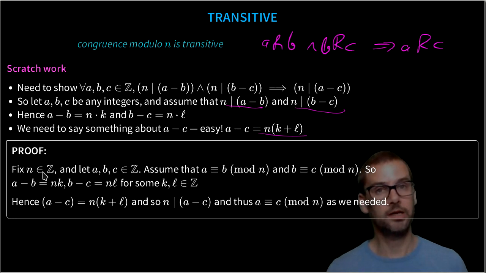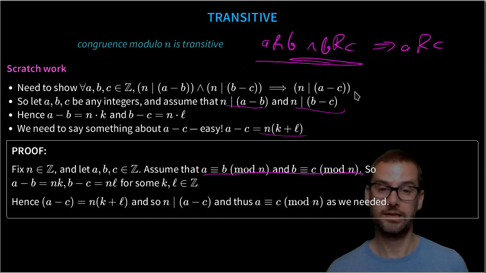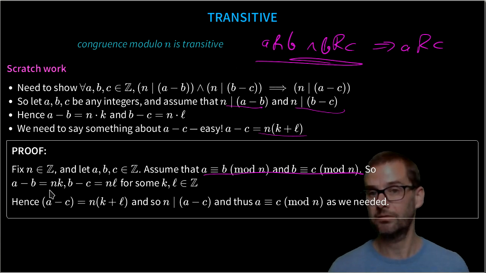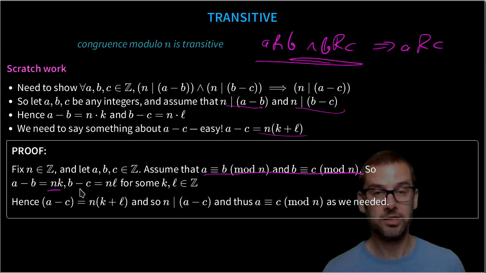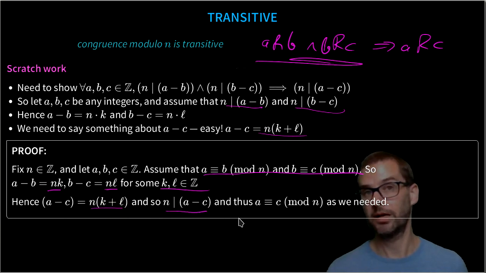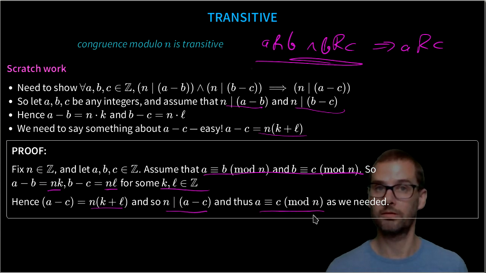So, fix an integer n, let A, B, and C be in Z. We're going to assume the hypothesis that we need for transitivity, namely A R B, B R C, that's true. So A is congruent to B, B is congruent to C. The definition of congruence tells us that A minus B is divisible by n, and so we can write it as n times k. The definition of congruence again tells us B minus C is divisible by n, so write it as n times l, for some k and l in Z. Well then, A minus C, just by adding these two equations together, is n times k plus l, so n divides A minus C, which is just A congruent to C modulo n, just like we needed. Okay? So we'll stop there.